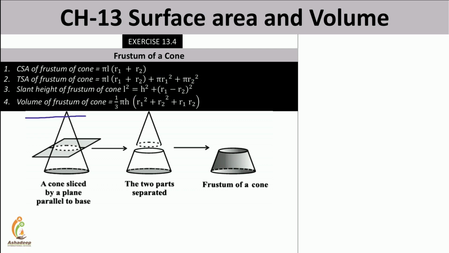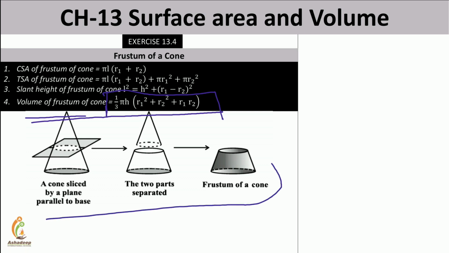And what is the volume of the frustum of the cone? That is nothing but 1/3 pi h (r1 square plus r2 square plus r1 into r2), right? So this is the way we can produce the frustum of the cone. First of all, take the cone. Now you can cut it with some plane, and you will find this portion as a frustum of the cone, right?